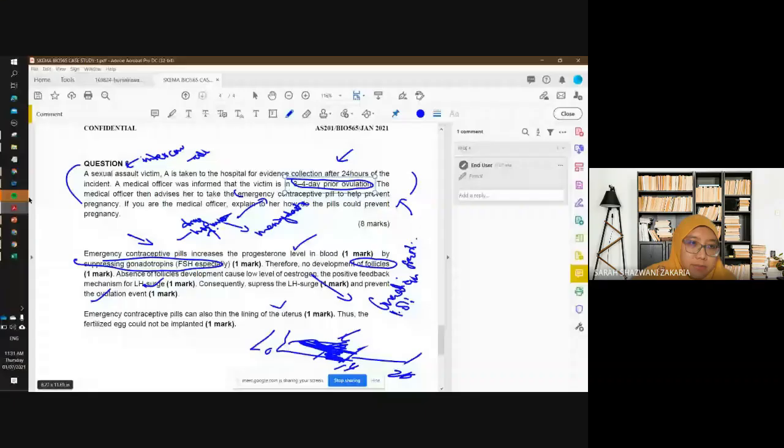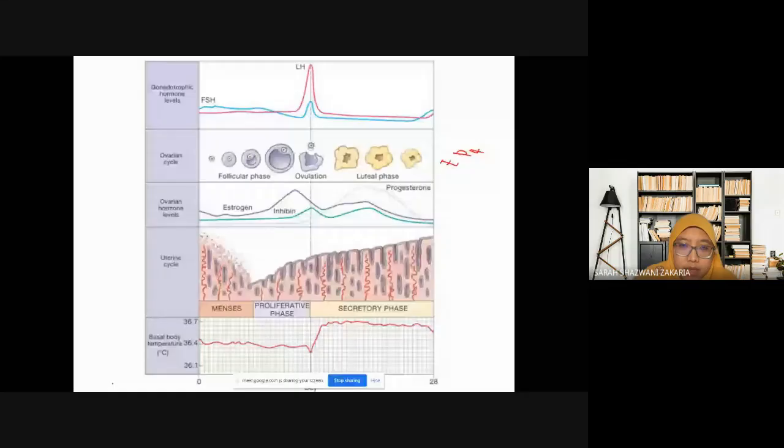And also if you go back to this diagram, at this stage, 3 to 4 days prior to ovulation, it's the proliferative phase. This proliferative phase of the endometrium wall is due to the estrogen level, right? So if progesterone is suddenly high, it gives negative feedback to this region. Suddenly FSH is also low and LH is also low. The estrogen will also drop. Therefore, the proliferative phase of the endometrium will be disrupted or disturbed.